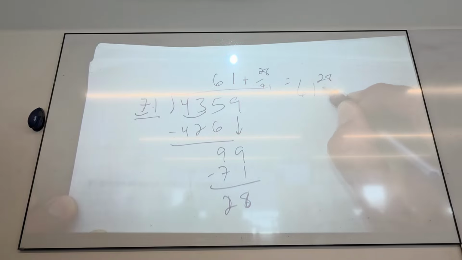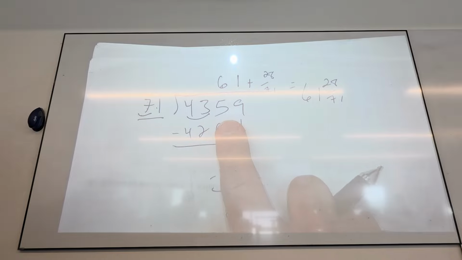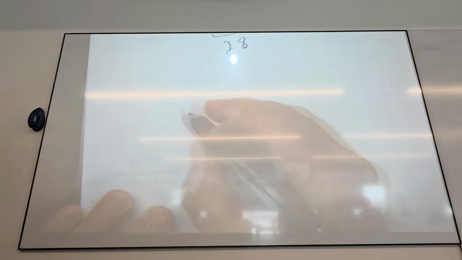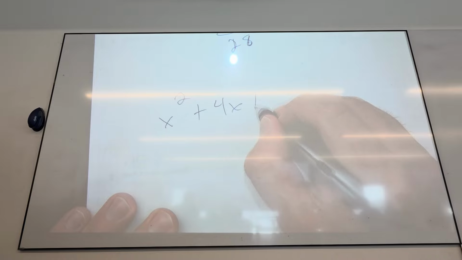Being silly humans, we write that like this. Does that sound familiar to anybody? I haven't done this since 5th grade. But guess what we're doing? We're not doing long division of numbers. We're doing long division of polynomials.